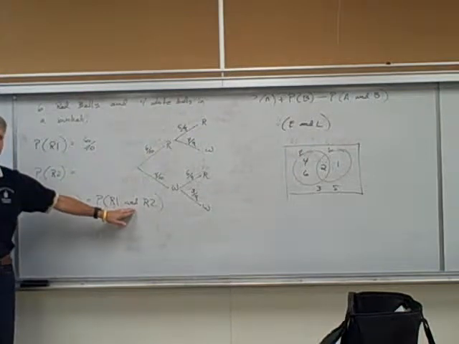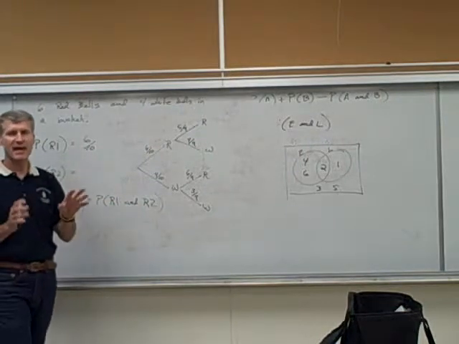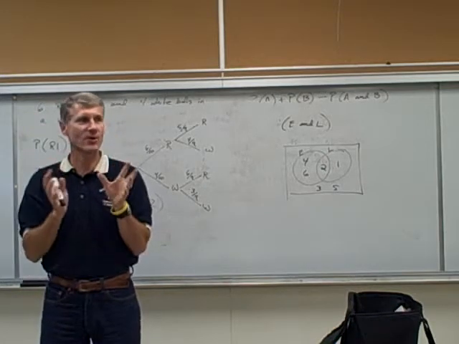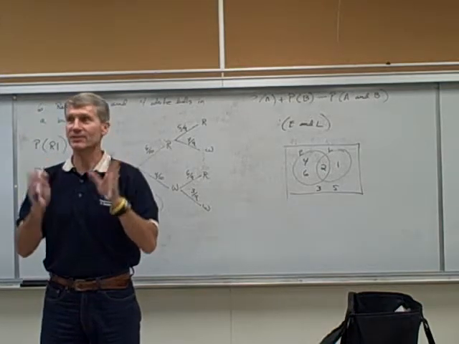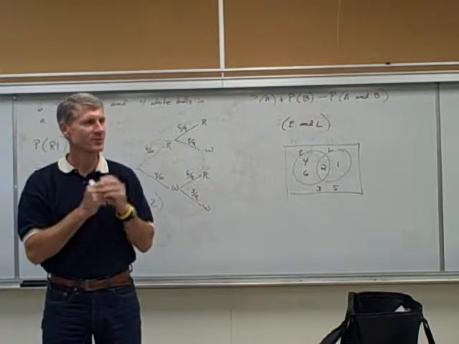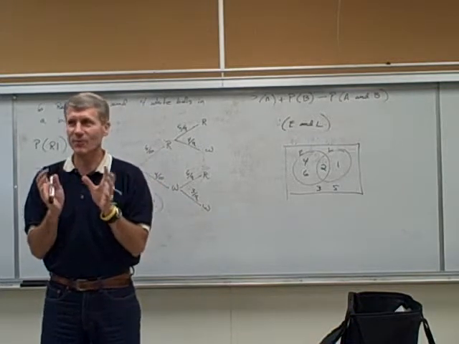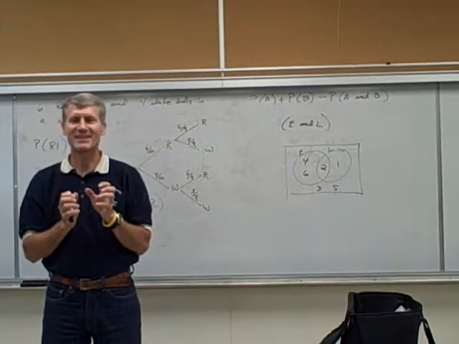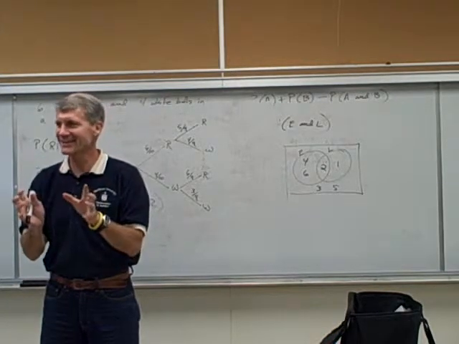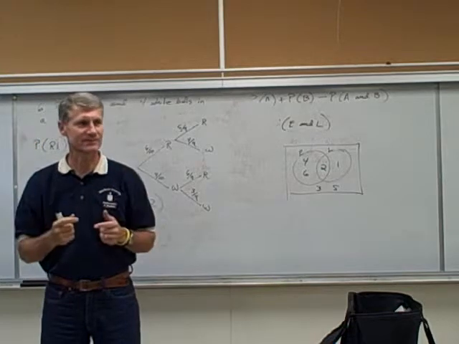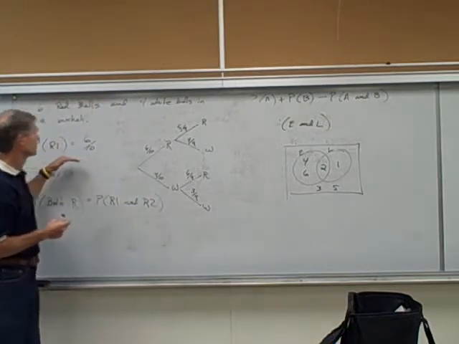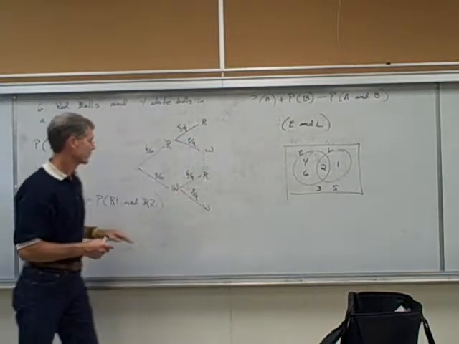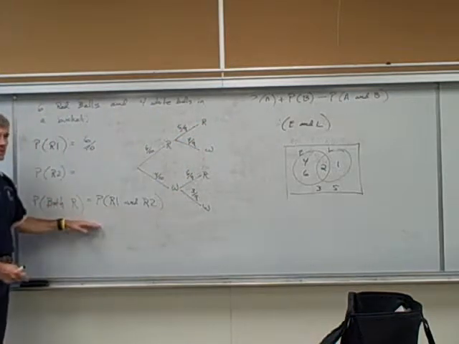And an and, I want you to become like Pavlov's dogs, right? The word or, your mouth should start watering and you should think addition. The word multiplication, your mouth should start watering and you think, what did I say? I meant and. When you say the word and, you should think multiplication, right? So the word or always goes with the addition rule. The word and always goes with the multiplication rule.